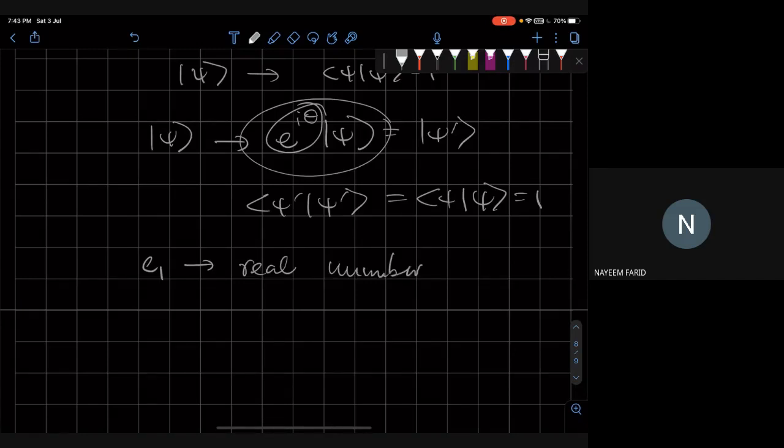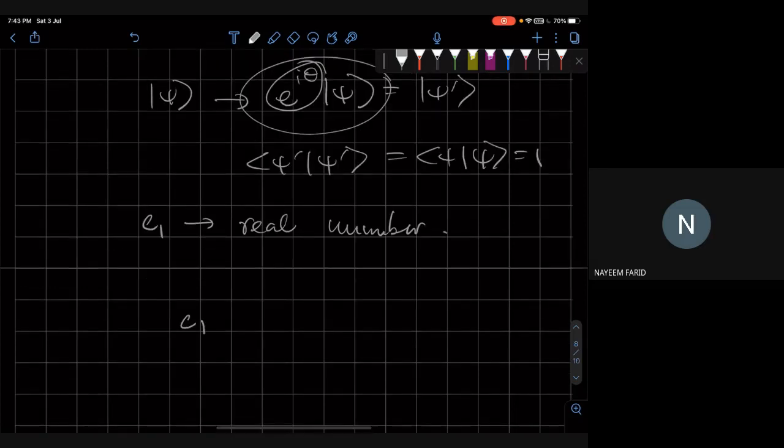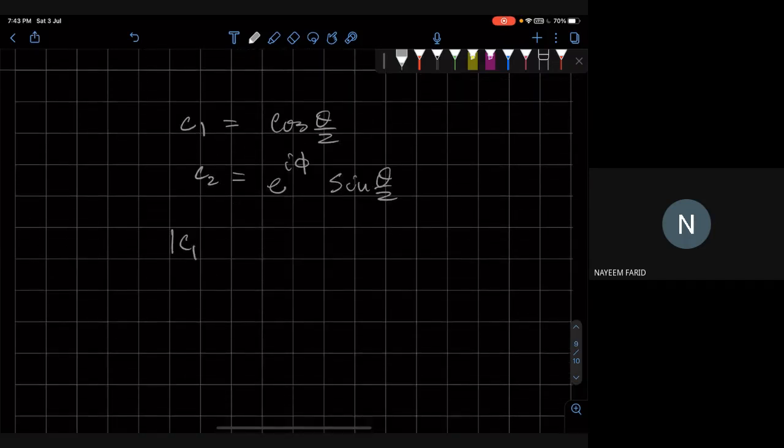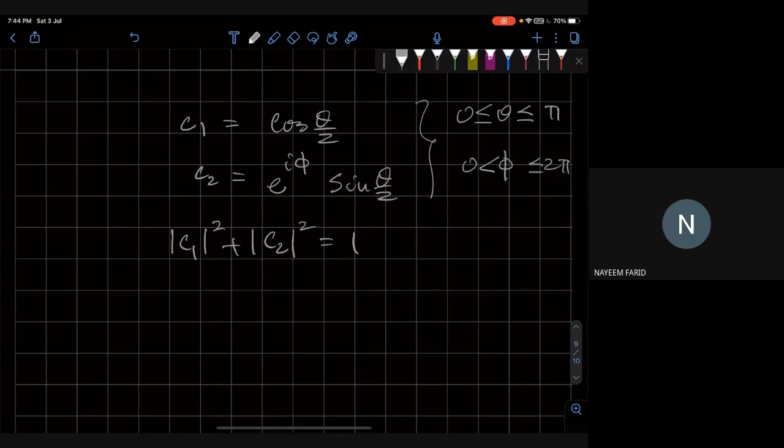Okay? So it's only the relative phase between C1 and C2 which matters. And we can choose C1 and C2 now to be cosine of theta by 2, and because we are allowed a relative phase, e to the power i phi sine of theta by 2. You can verify very easily that C1 squared plus C2 squared is 1, right? So this parameterization goes with the fact that theta goes from pi to 0, whereas phi goes from 2 pi to 0, where 2 pi and 0 are identified. So phi is actually on a circle. Okay, so do you agree that we are allowed to choose this?